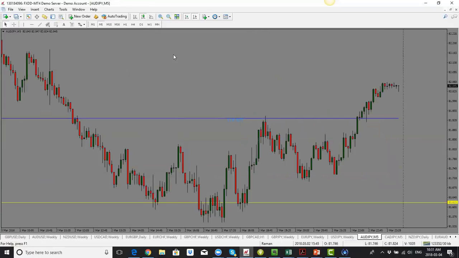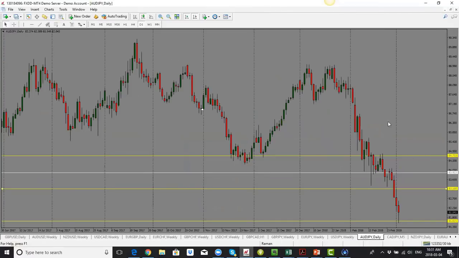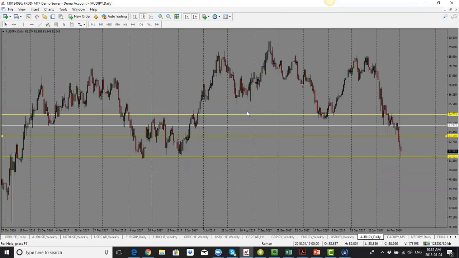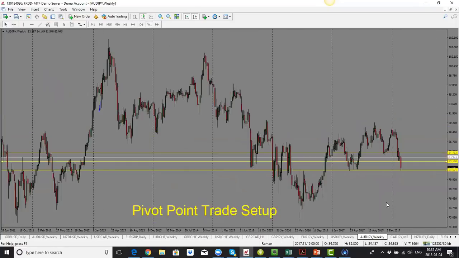Let's take a look at some commodity crosses here. Aussie yen has been very, very bearish. We are into support here though, which means we could get further pullback here.